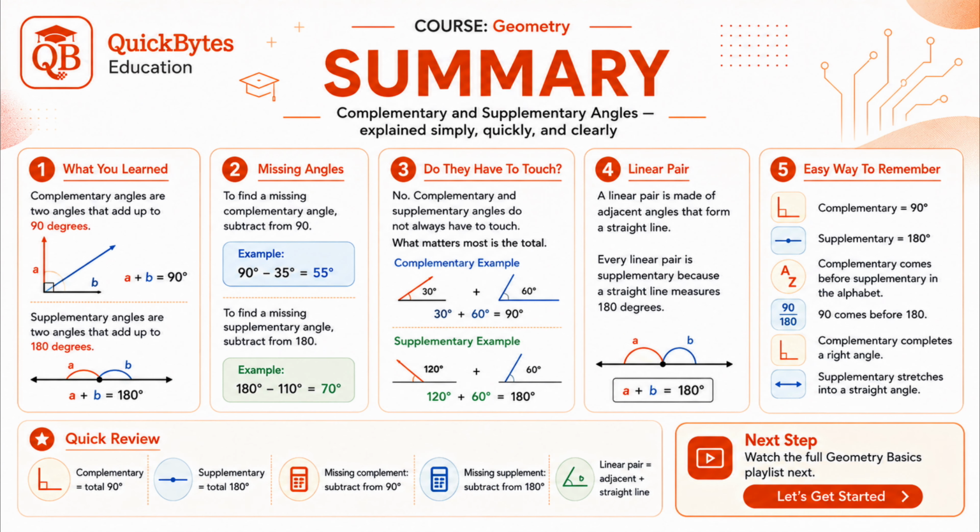Here's what you just learned. Complementary angles are two angles that add up to 90 degrees. Supplementary angles are two angles that add up to 180 degrees. To find a missing complementary angle, subtract from 90. To find a missing supplementary angle, subtract from 180. Complementary and supplementary angles do not always have to touch. A linear pair is made of adjacent angles that form a straight line, and every linear pair is supplementary because a straight line measures 180 degrees.